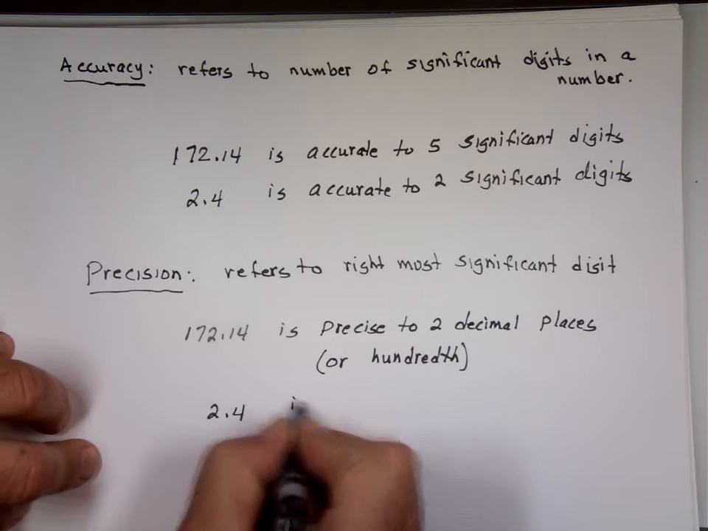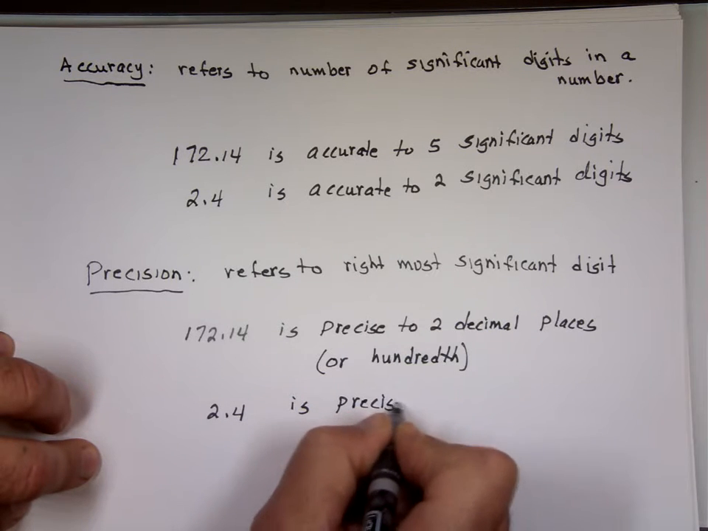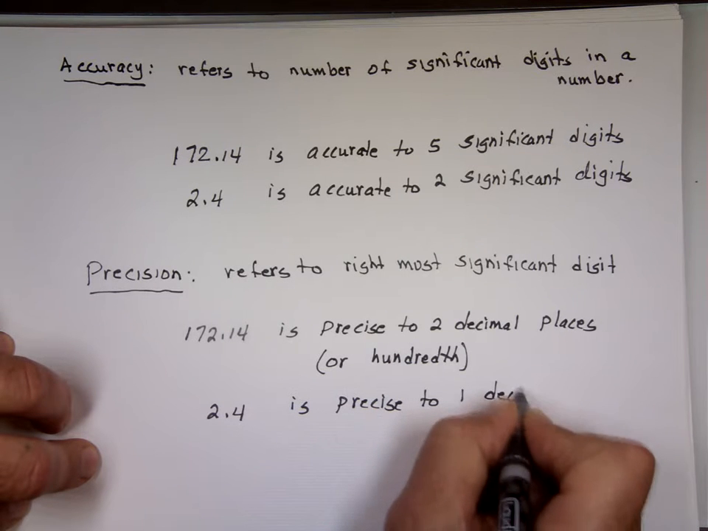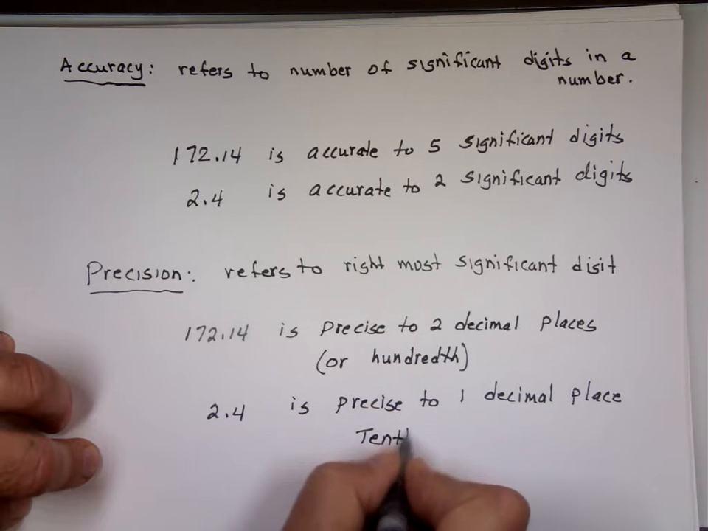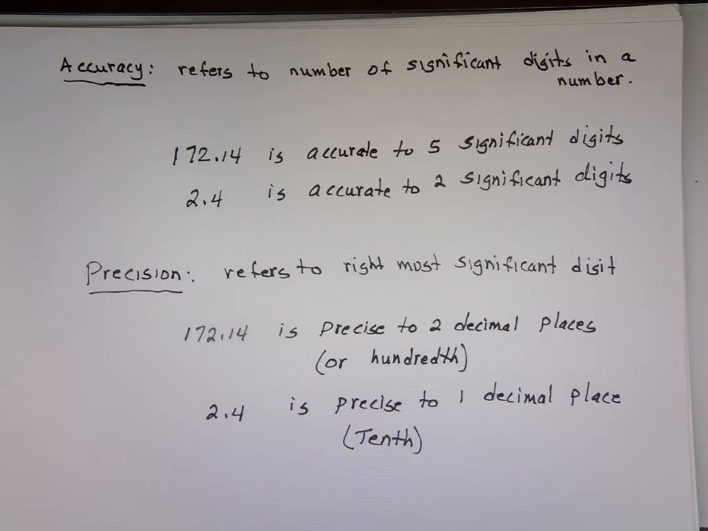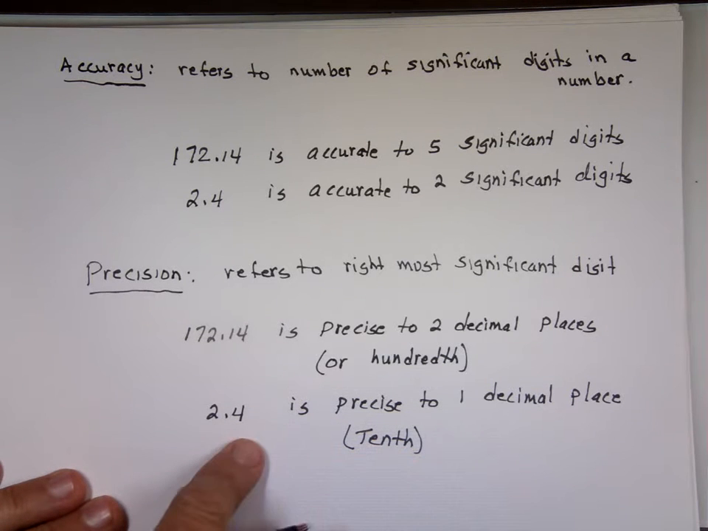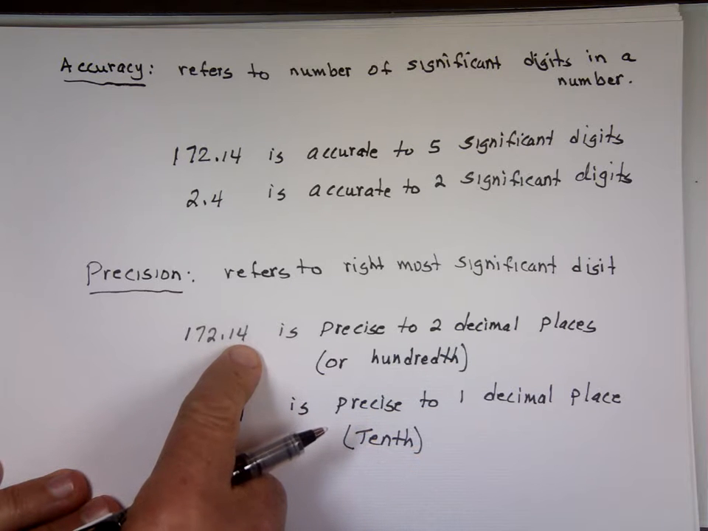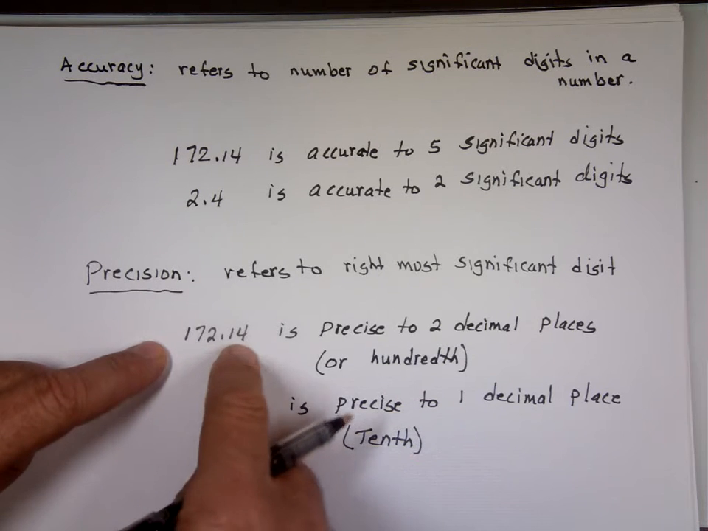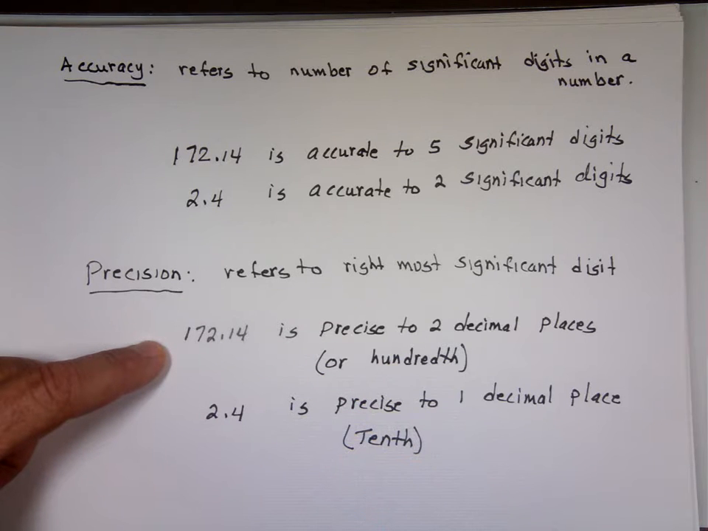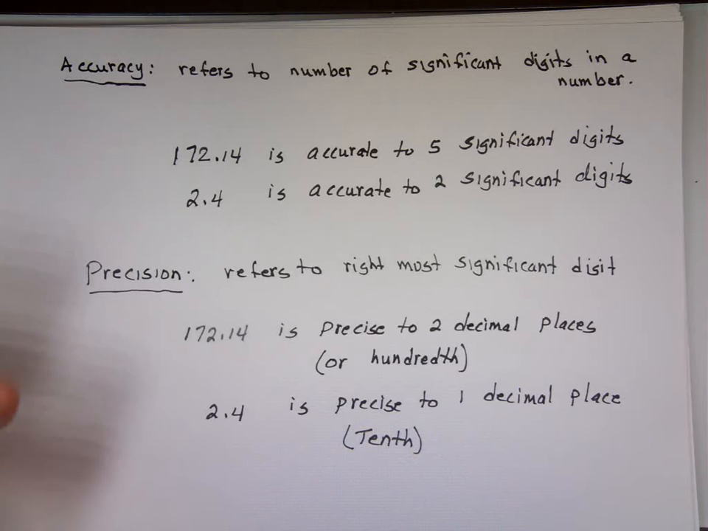2.4 is precise to 1 decimal place. And that's, we call that 10th with a TH. So precision, we look at the last digit on the right, and that will tell you this is what? Precise to 2 decimal places, this is precise to 1. Which one is more precise out of these two? 172.14 is more precise than 2.4. Which one is more accurate? Accurate deals with significant digits. This has 5, this has 2.